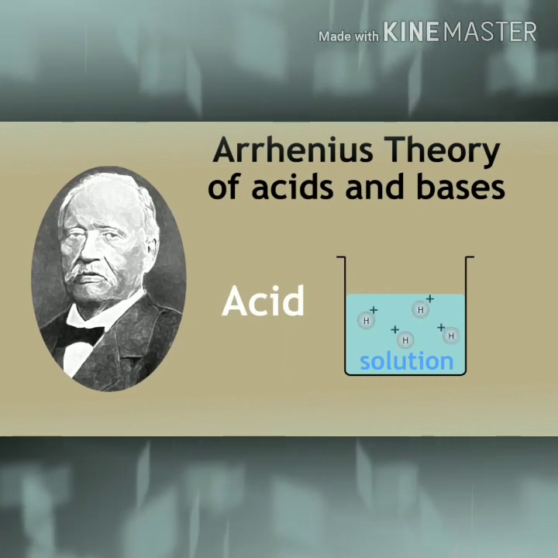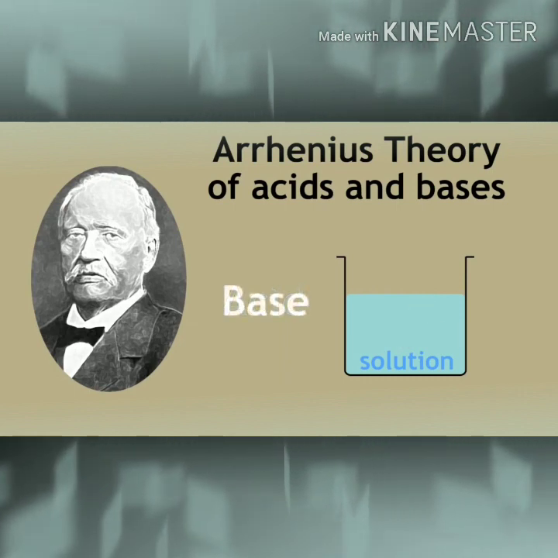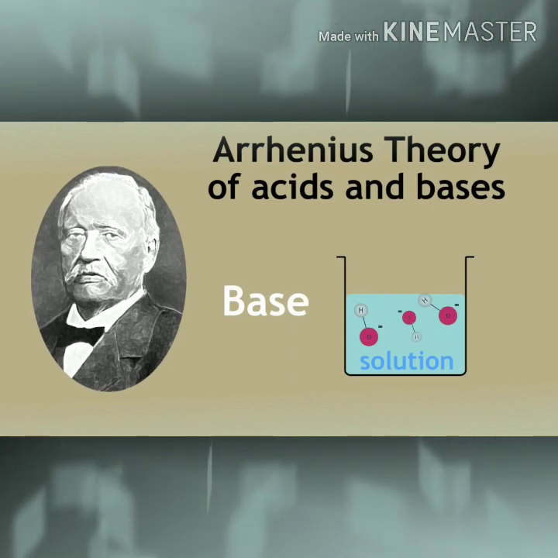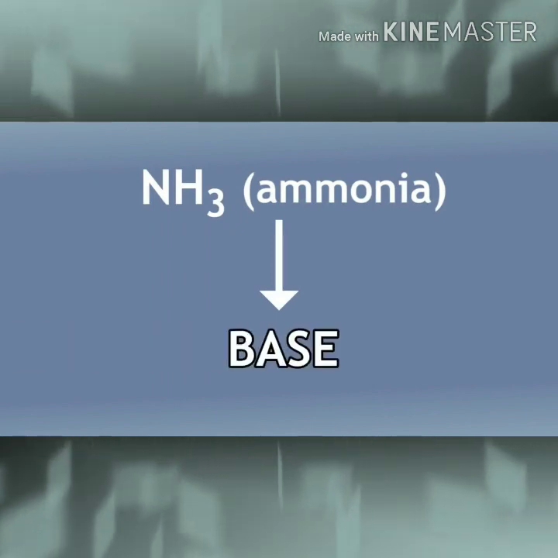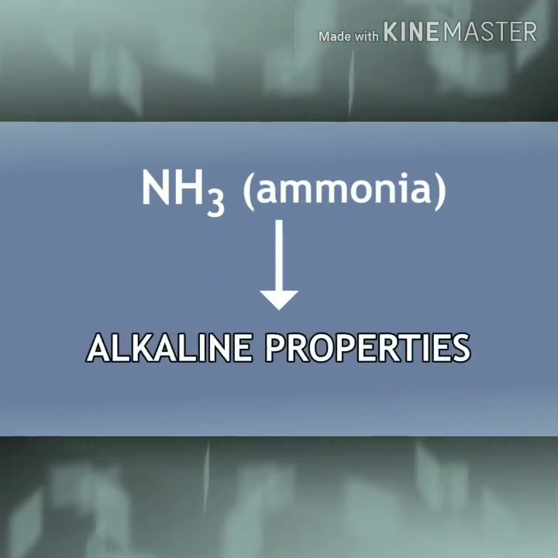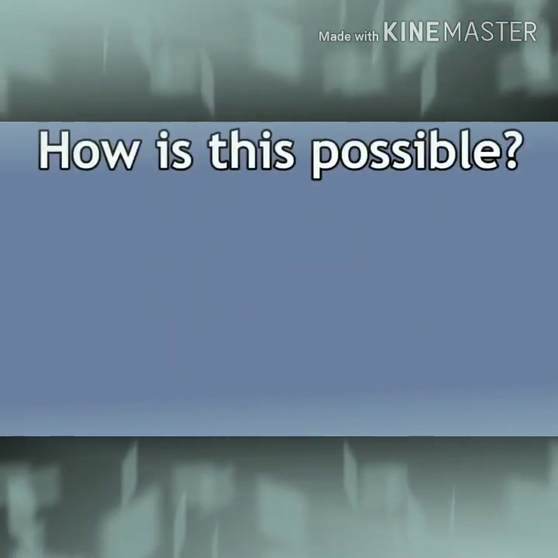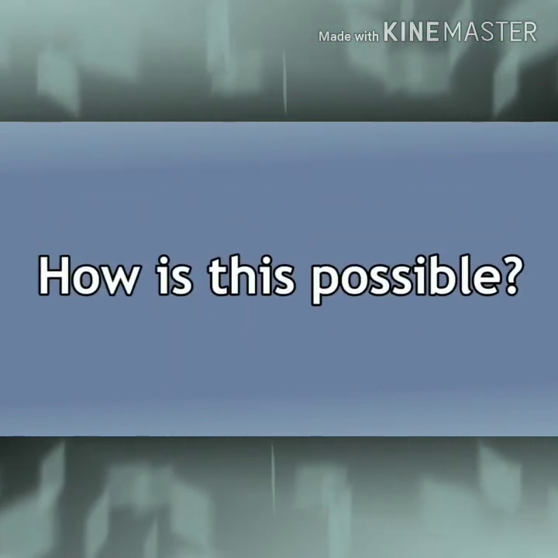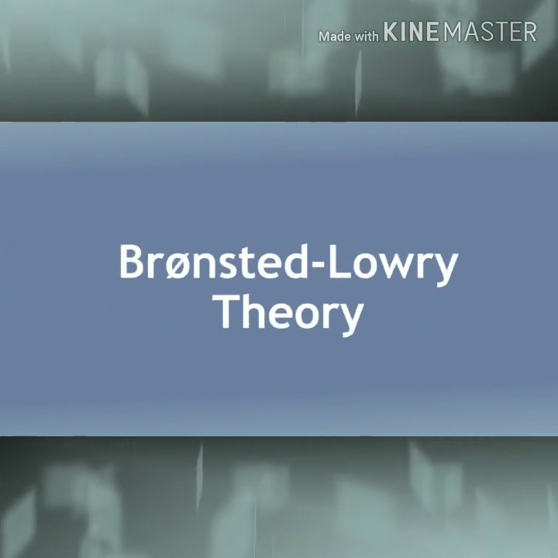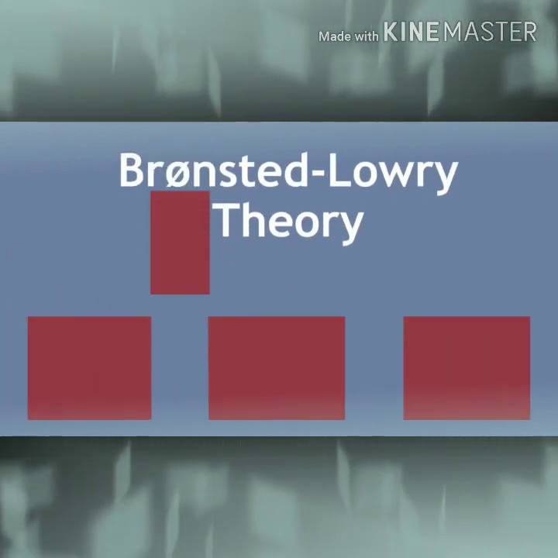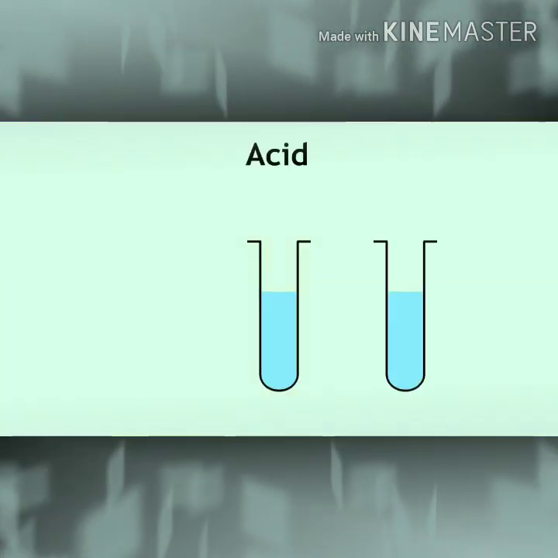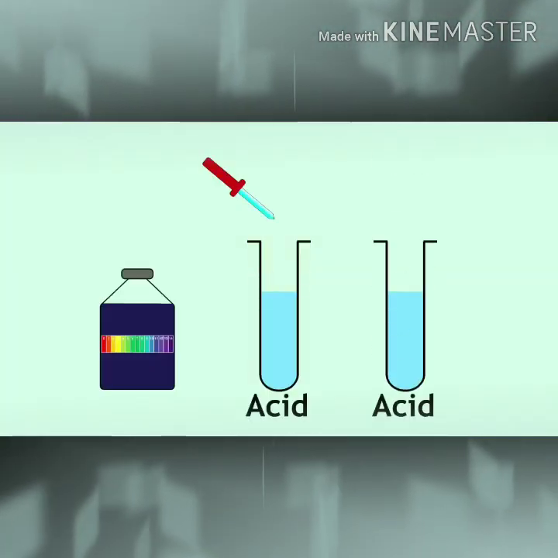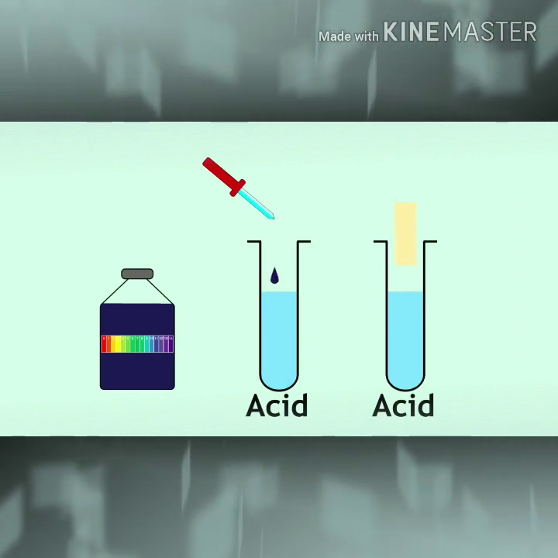Here is the revised definition of acids and bases. According to Arrhenius' theory of acids and bases, he says that an acid is a substance that releases hydrogen ions in a solution and a base is a substance which releases hydroxide ions in the solution. We know ammonia, a base, exhibits alkaline property but contains no hydroxide ion. How is it possible? In this slide we will discuss the Bronsted-Lowry theory of acids and bases, which fills the gap of the Arrhenius theory. We know an acid has a pH value lower than 7, right?